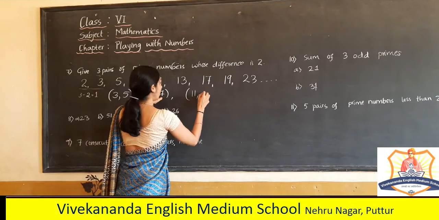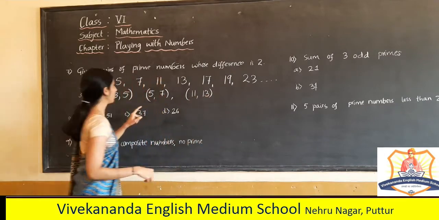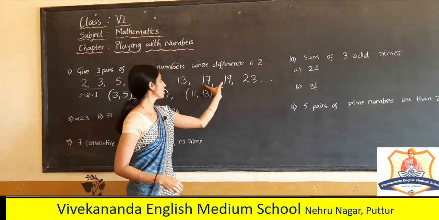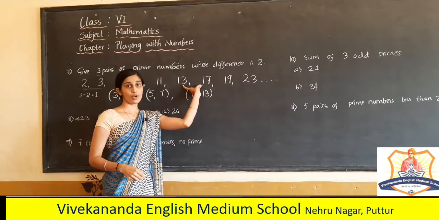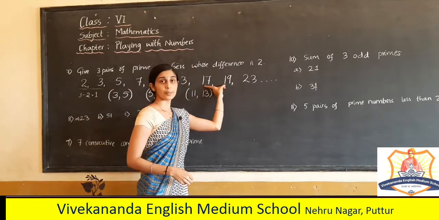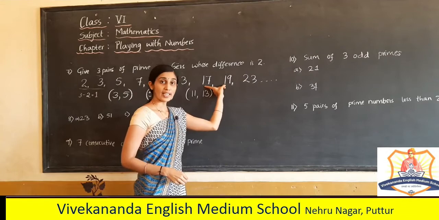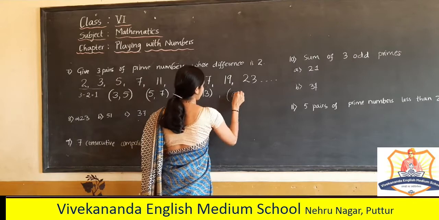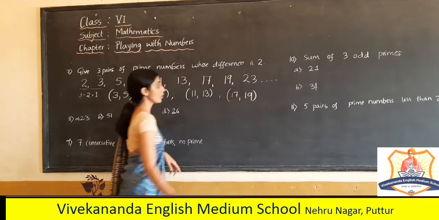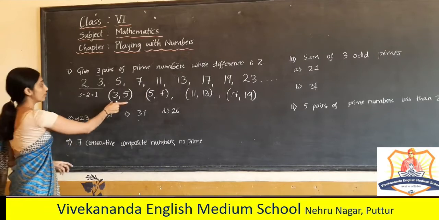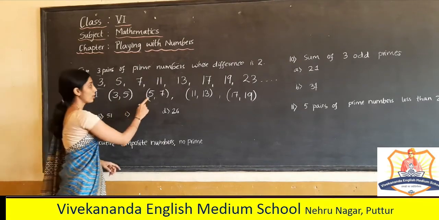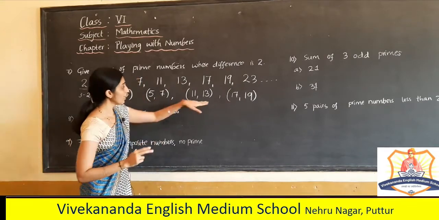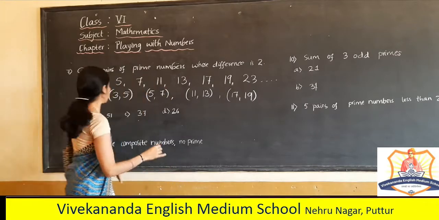So 11, 13. So how many pairs are over? 3 pairs are over. If I consider these two, it is not possible. If I consider these two numbers, 17 and 19, 19 minus 17 is 2. So this also suits. So 3, 5, the difference is 2. 5, 7, the difference between these two prime numbers is 2, and here also the same way.